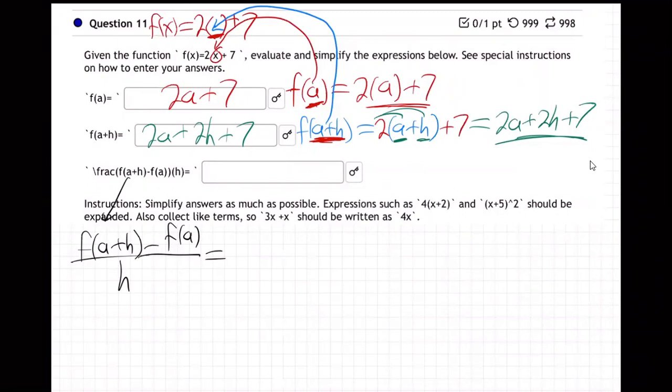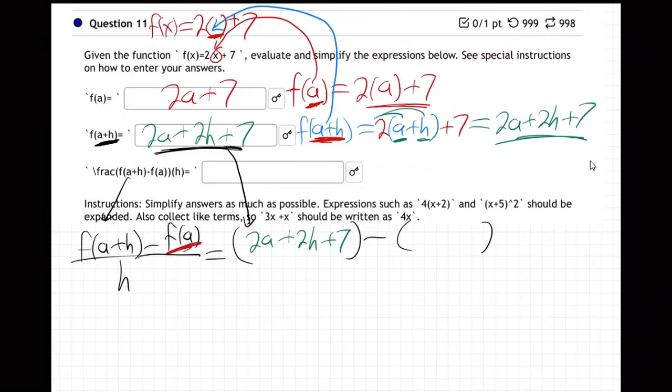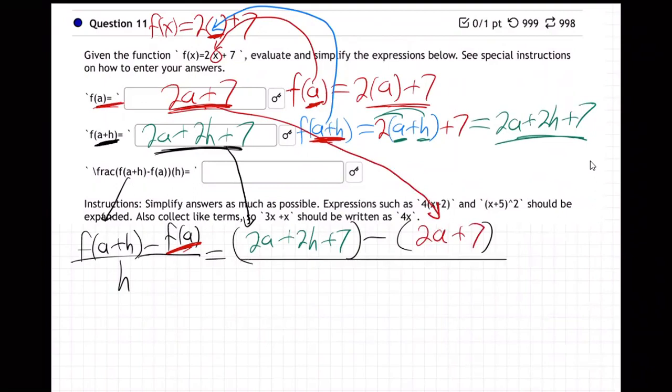Okay. So what are we going to do? Well, we're going to start with f of a plus h. We did that right here. f of a plus h is this. So bring that down. 2a plus 2h plus 7. That's f of a plus h. Minus, and then I'm supposed to do f of a. Well, that's right here, right? f of a. All over h.